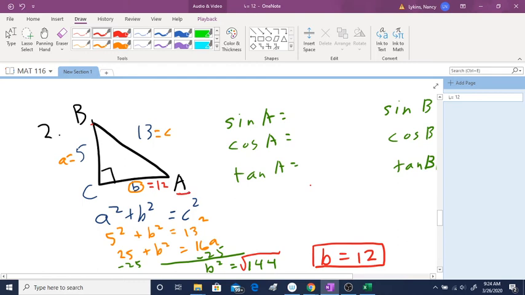So I'm looking at A's perspective now. Opposite for sine is 5 over the 13, which is the C, which is the hypotenuse. Cosine of A is the 12, because 12 is touching A. So it's 12 over the hypotenuse of 13. And finally, tangent is going to be opposite, which is 5 over the adjacent, which is 12. So my ratio is 5/12.